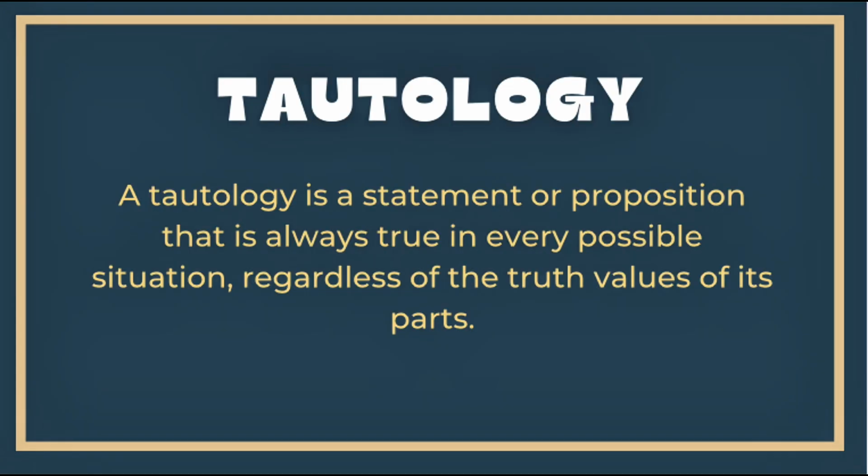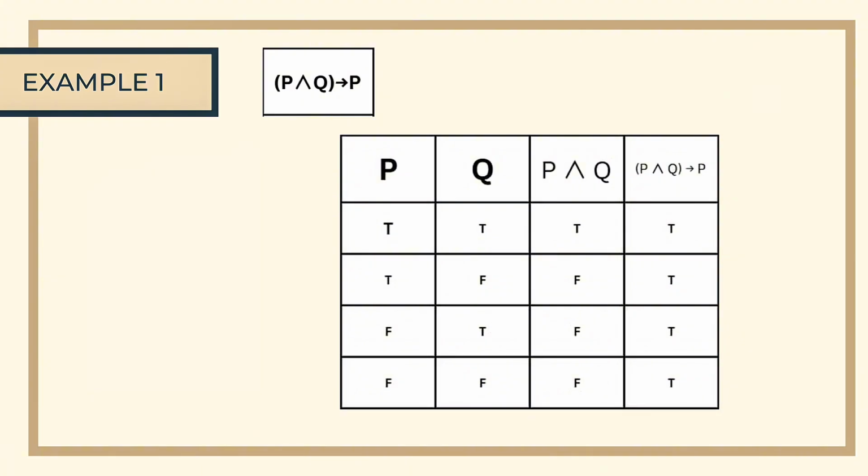A tautology is a statement or proposition that is always true in every possible situation, regardless of the truth values of its parts. For example, if P and Q are true, then P is true. Also, the symbol inside the parenthesis is read as AND. Then the arrow pointing to the right is read as THEN.